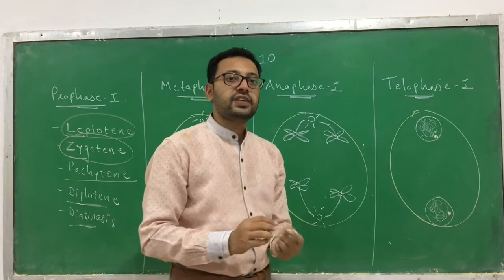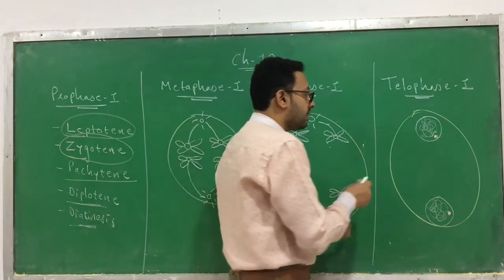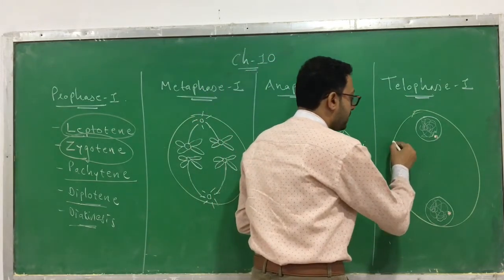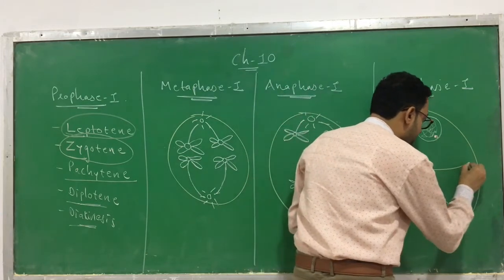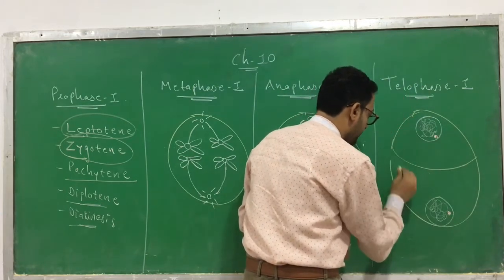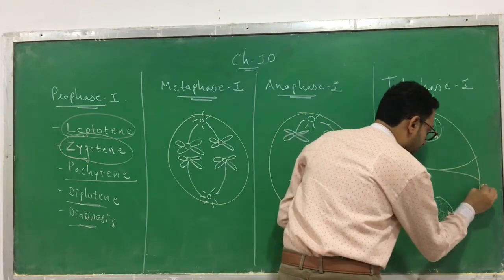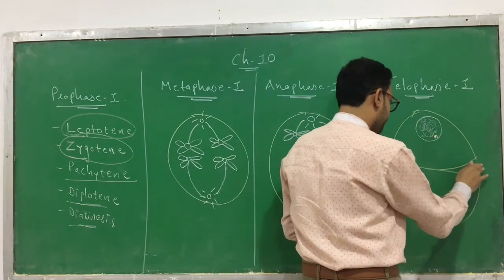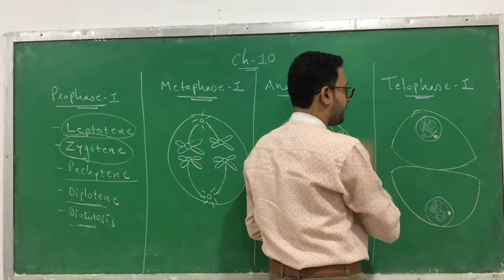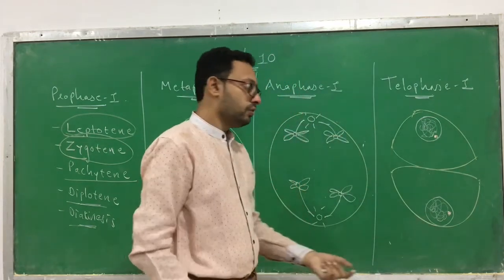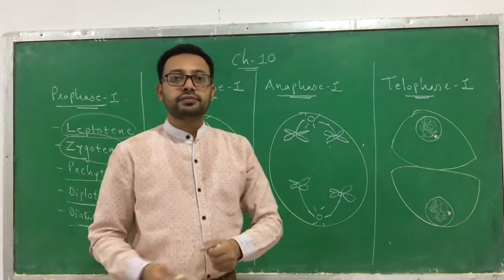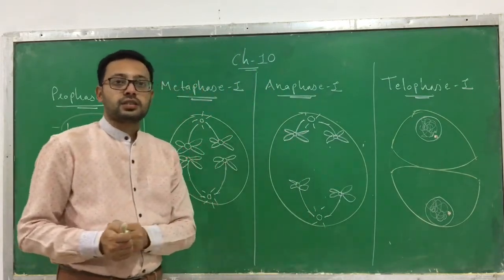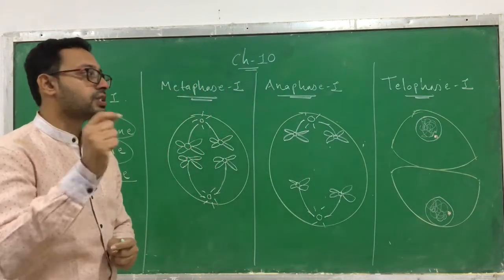Once telophase 1 is over, then cytokinesis occurs, meaning a division of the cytoplasm takes place. This cell is divided into two parts. So this is one cell and it becomes another cell. Thus two cells are formed, so two cells exist at the end of cytokinesis, or at the end of meiosis 1.